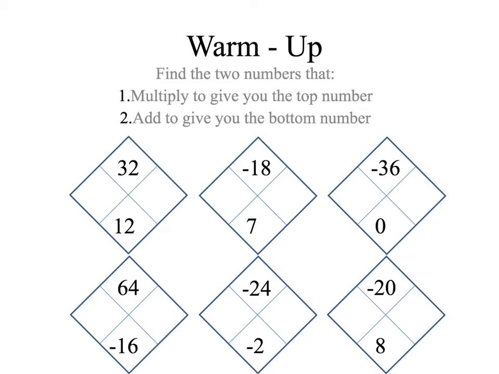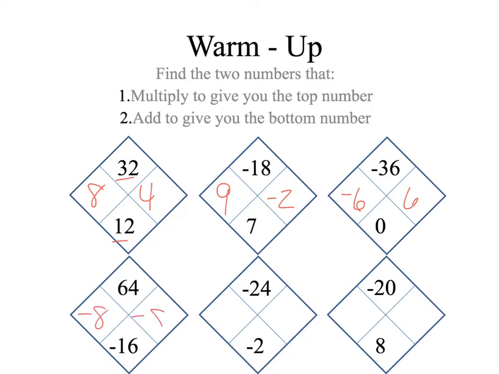So this would be the warm-up for the second day, and you're looking for two numbers that multiply together to give you the number on the top and add to get you the number on the bottom. So for instance, 8 times 4 is 32, but 8 plus 4 will give me 12. 9 times negative 2 gives me negative 18, but 9 plus negative 2 gives me 7. Negative 6 and 6 give me negative 36, but they also add to give me 0.